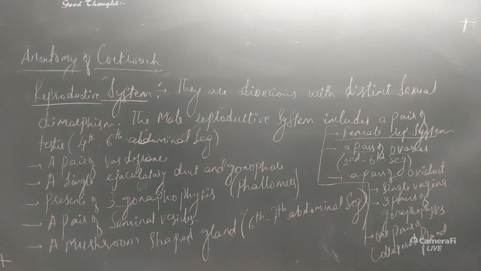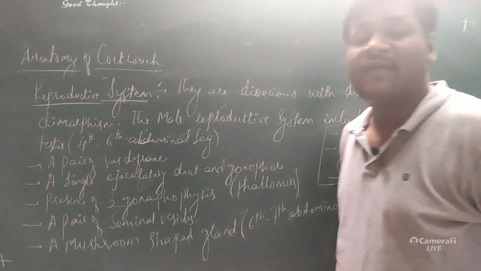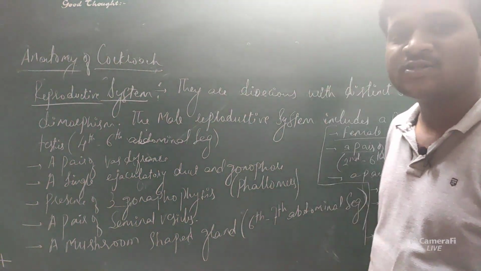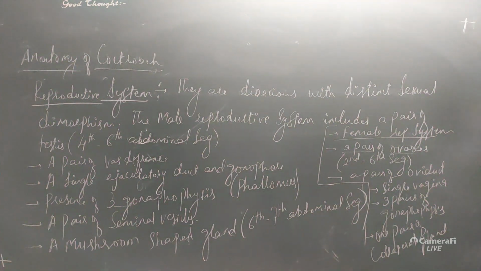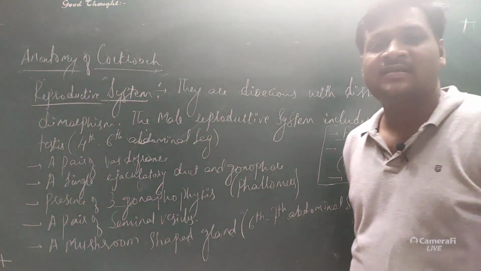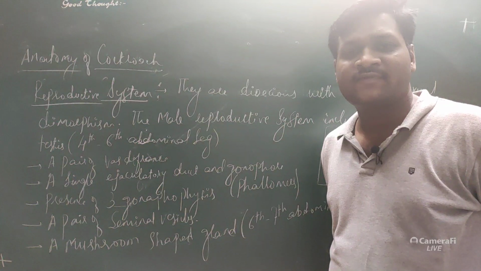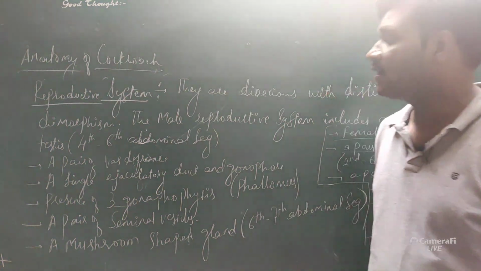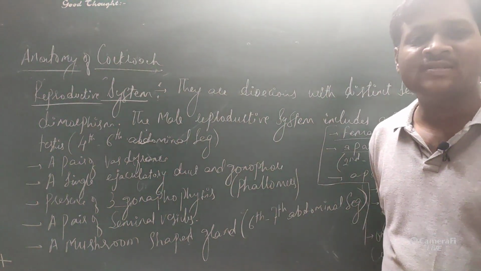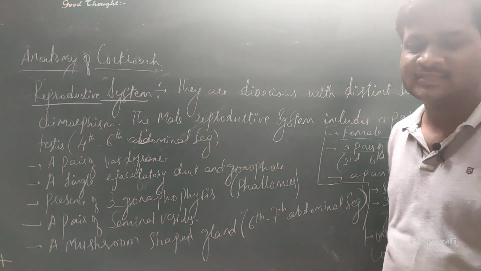Then we discussed the junctions: tight junction, gap junction, and adhering junctions. Later we discussed the glands. Glands are nothing but a collection of cells which are secretory in function. We discussed different types of glands, or the classification of glands on various bases.